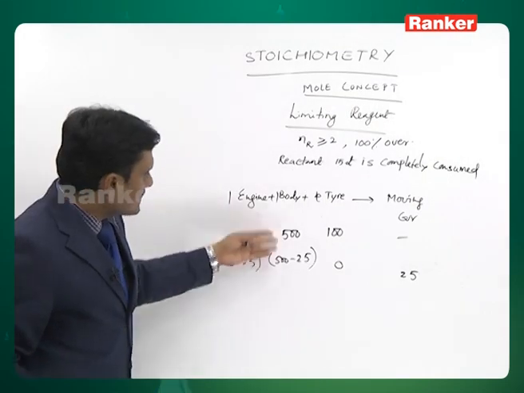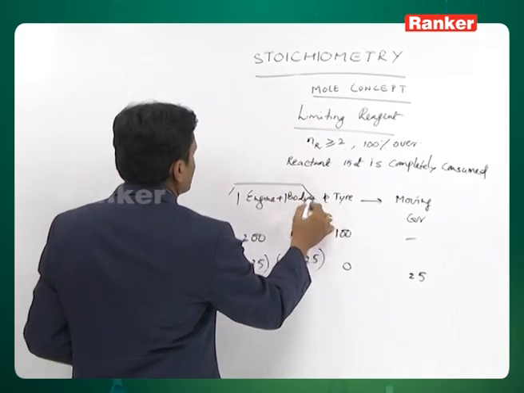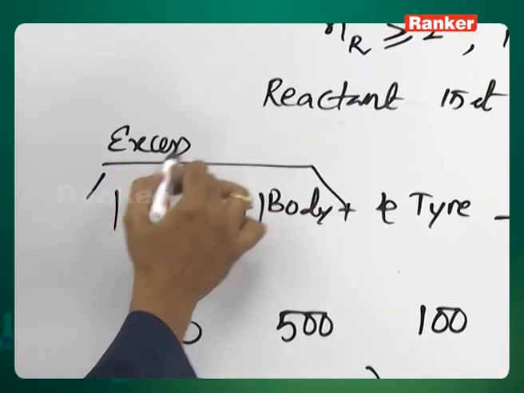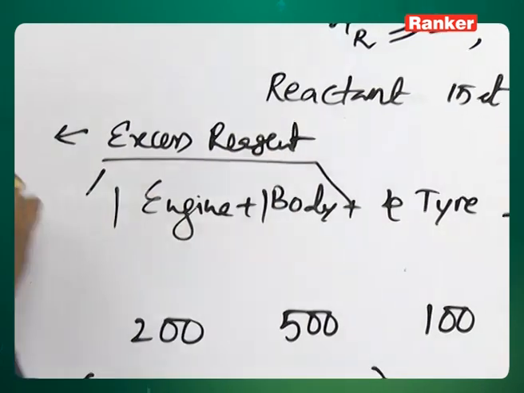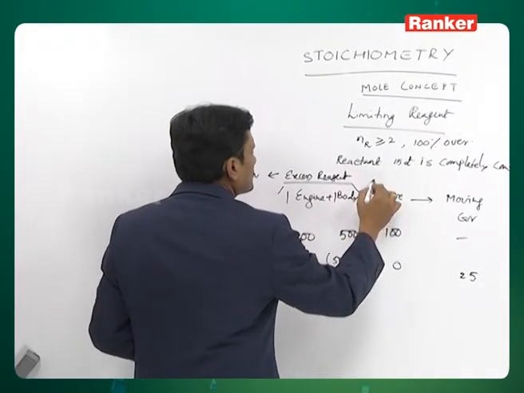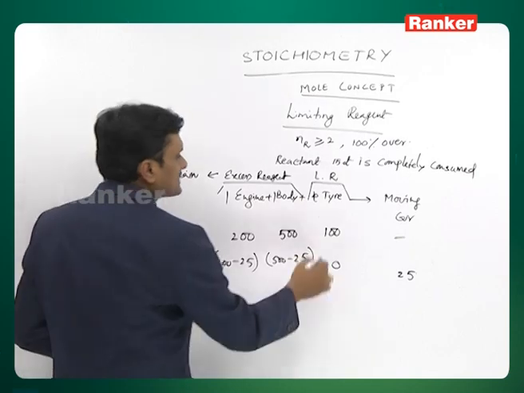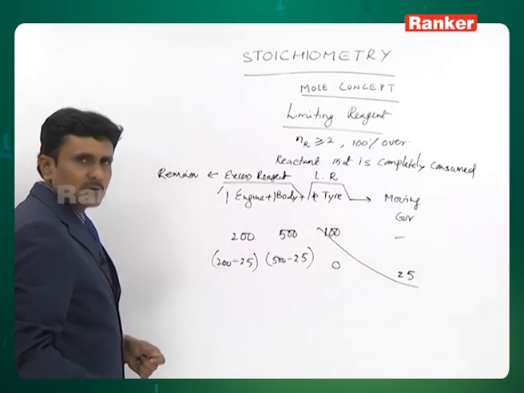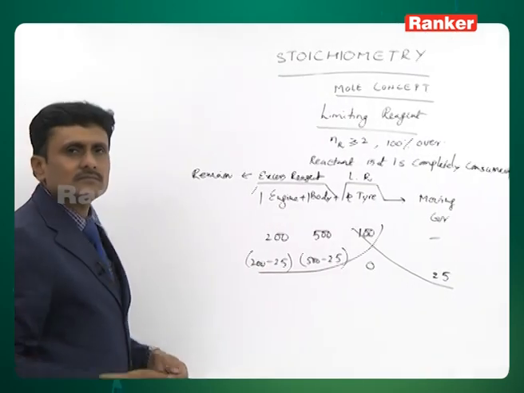So these two are remaining at the end of the reaction. These are what we refer to as excess reagents that are remaining. These remain after the reaction. Whereas this is what we call the limiting reagent, which predicts how much product can be obtained and how much of the other reactants are going to react.